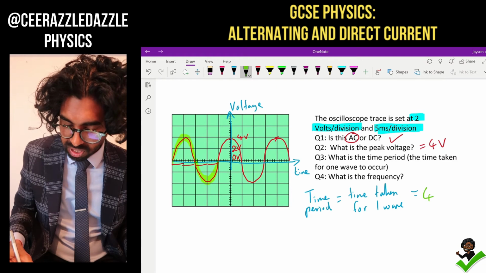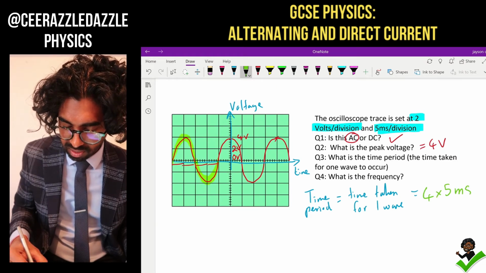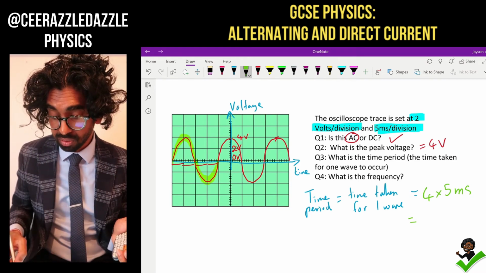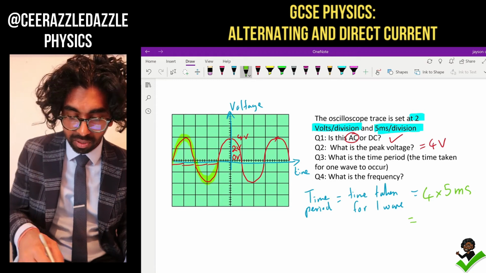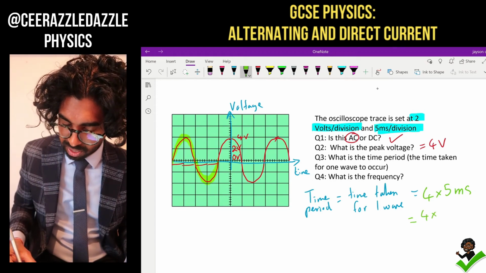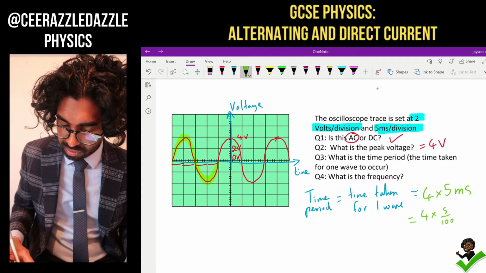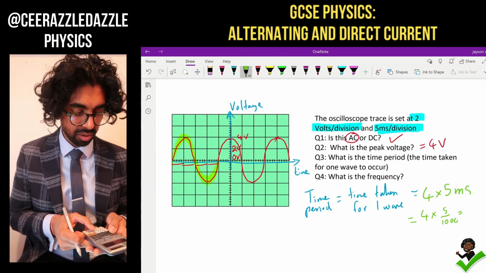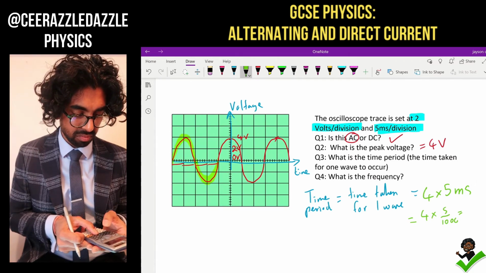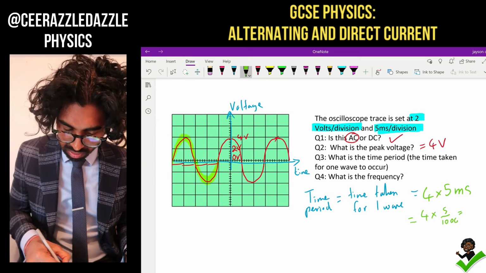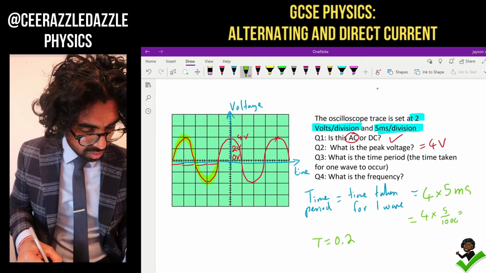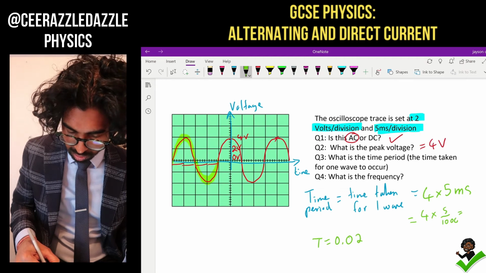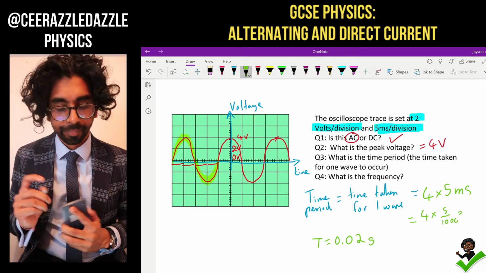So I've got 4 times 5 milliseconds. That's the time taken for one wave. I must convert that, get rid of the milli, so I need to divide by 1,000. So we have 4 times 5 over 1,000. That will give me the time period. I'm getting 0.02 seconds. Everyone happy? Easy stuff.